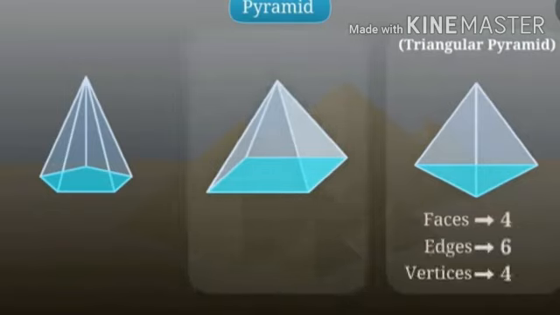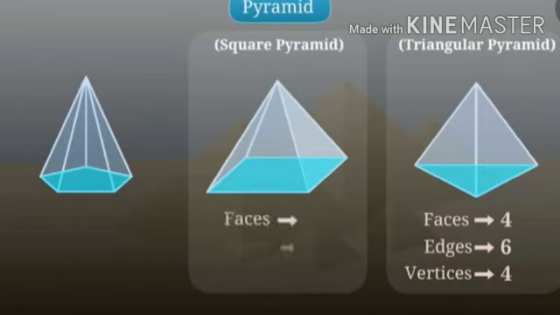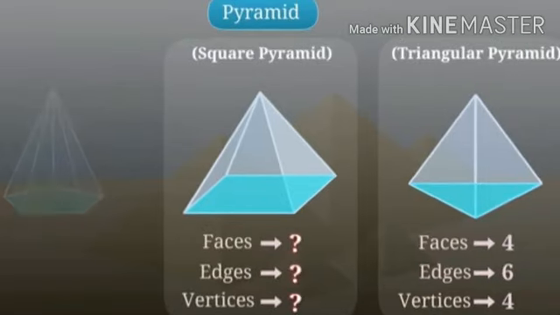Now look at this pyramid. The base of this pyramid is square, so this is a square pyramid. Can you find its faces, edges and vertices? Pause the video and try it yourself.